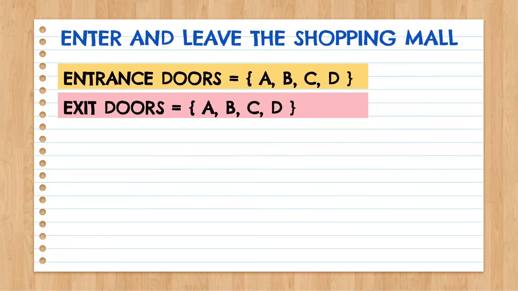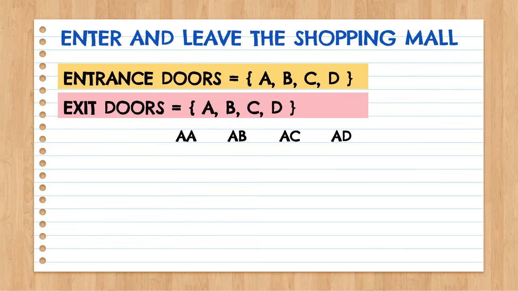So here, when we start with door A, partnering it with the 4 exit doors, we have door A and A, door A and B, door A and C, and last, door A and D. Excellent. Again, be careful on writing the outcomes. Do it in a systematic way to avoid mistakes. Let's proceed to the other outcomes.